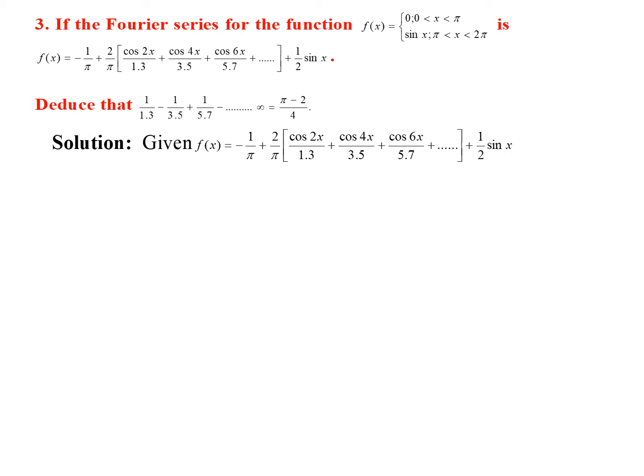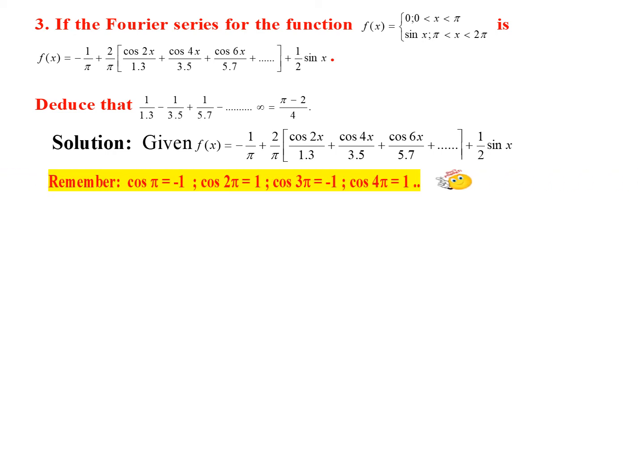Now look at the infinite series given in the question: 1 by 1 into 3 minus 1 by 3 into 5 plus 1 by 5 into 7, etc. And in the Fourier series we have the terms on the numerator cos 2x, cos 4x, cos 6x, everything with plus. But when you look at the series, we have plus 1, minus 1, plus 1, etc. So what comes to mind is that we need plus and minus from the cosine formula. The basic formula which we have to use is this. Remember, cos pi, cos 2 pi, cos 3 pi values only will give you minus 1, plus 1, minus 1 like this, in an oscillating fashion.